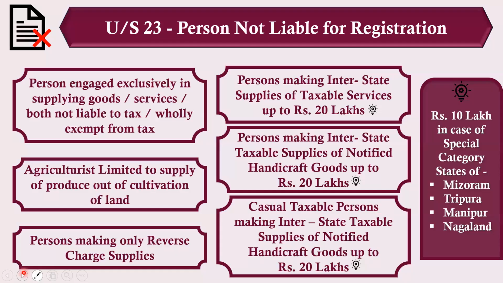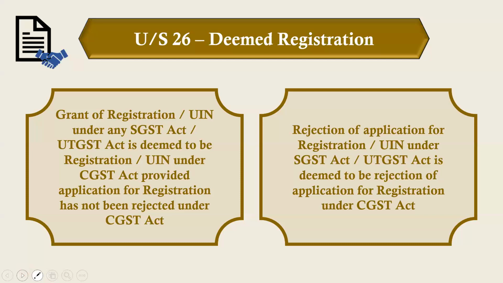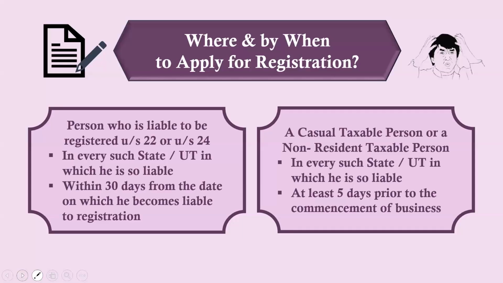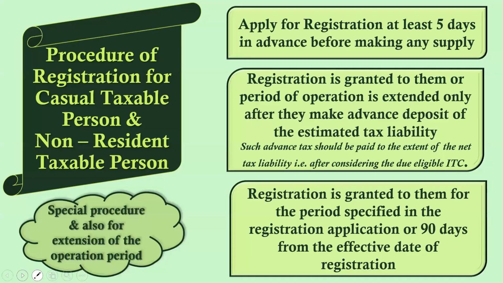This we have covered. Person is not liable, compulsory, deemed registration. When and where you are supposed to apply. The effective date, very important. Procedure, already we have covered. Cancellation we have covered. Amendment we have covered. The revocation of the cancellation is also covered. Now, coming to the procedure of the registration for the casual taxable person and non-resident taxable person. This is the gist of everything.